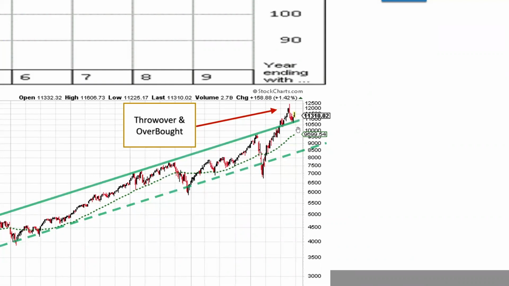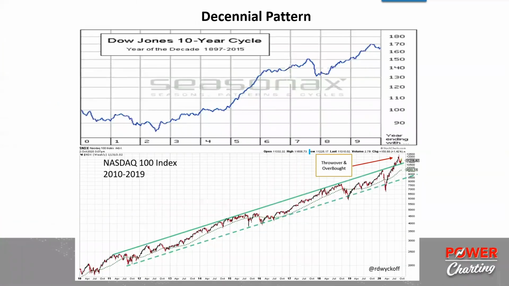If it comes back into the trading range, it's certainly possible that it could return back to the moving average or even back to the bottom of the channel. So we want to use that as an important indicator of changing conditions.